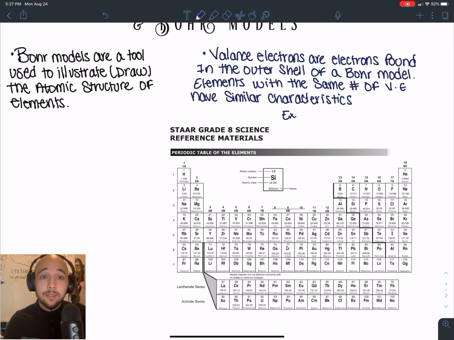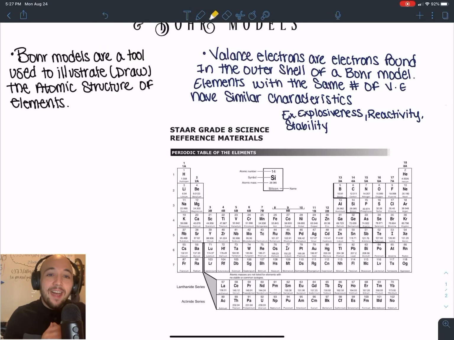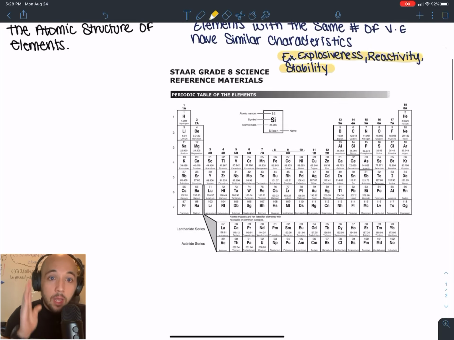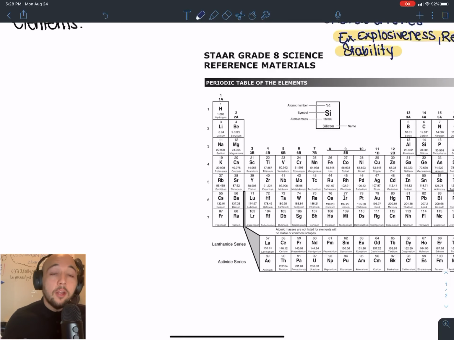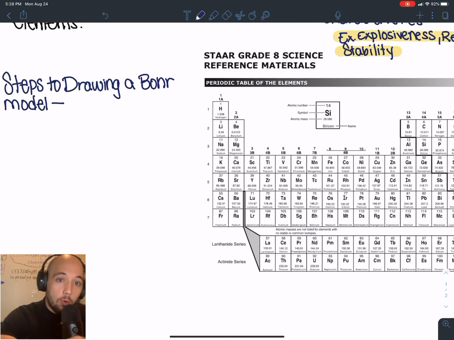Now, elements that have the same number of valence electrons are going to have similar characteristics, such as how explosive or reactive it is, and also how stable it is. So how little it explodes, or whatever it doesn't. So again, if they are found in the same group or family, which is again going up and down in columns, or vertical, they're going to have similar characteristics. So there's specific steps that we use to draw Bohr models. And we're going to go over those steps right now.